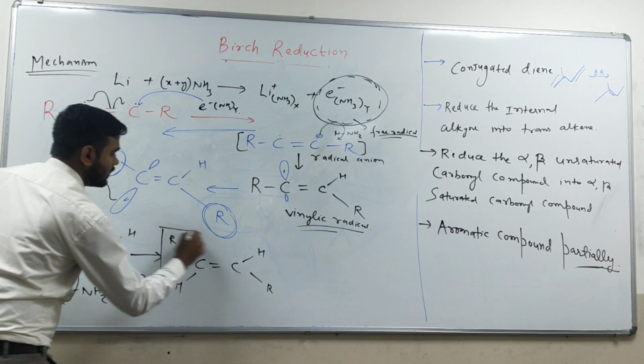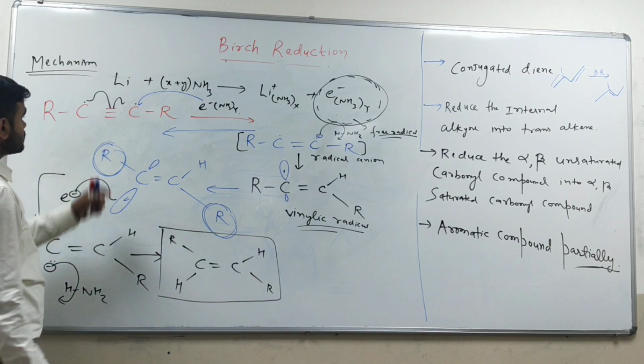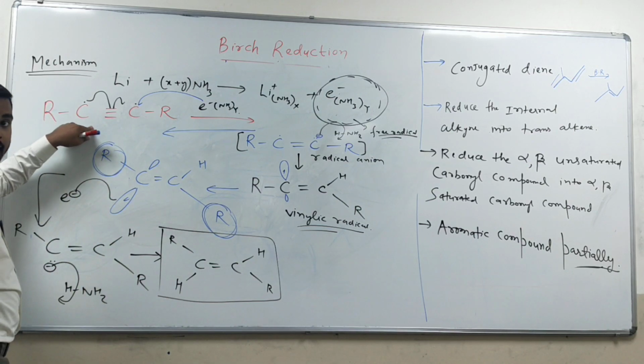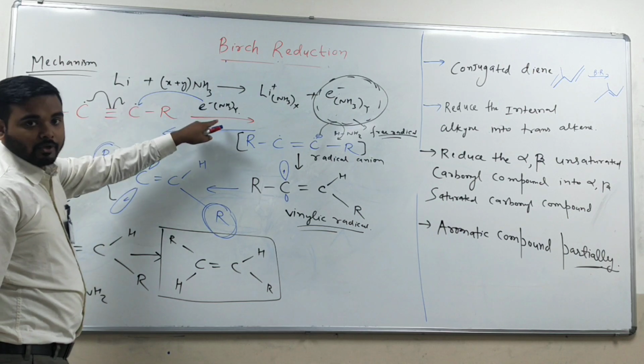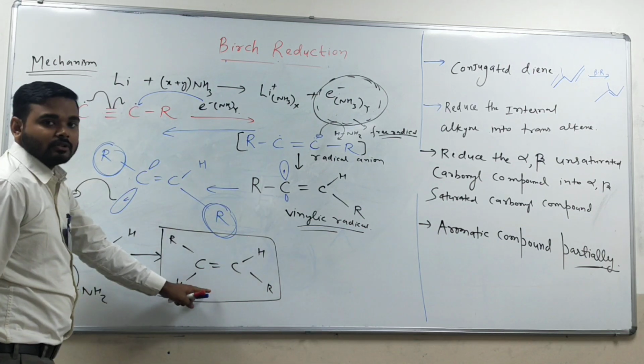So as you can see here, we are taking the internal alkyne, and when we put it through the Birch reduction, it is reduced into the trans alkene.